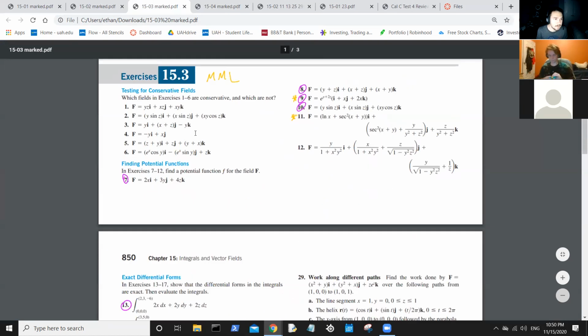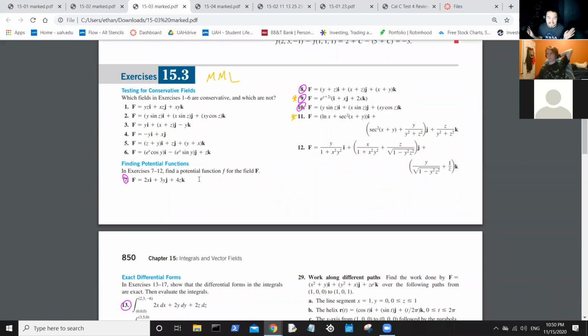This is all example stuff. All right, so he circled a lot of conservative fields. This is potential function. He has literally 4 questions of potential function circled. Let's take that as a guarantee it's going to show up. So in exercises 7 to 12, find a potential function f for the field F. Okay, this stuff is easy. Let's just chug through it.